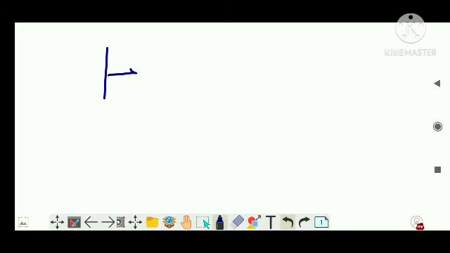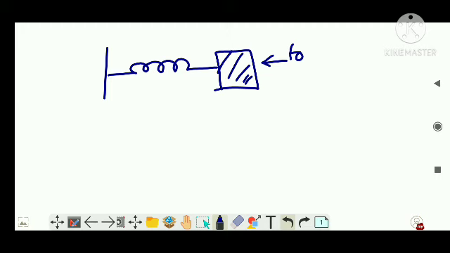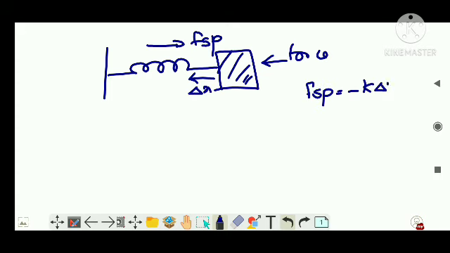So this is a spring connected to a block, and I'm exerting a force here. The spring will be exerting an F_sp in this direction. Let's say the contraction is by the displacement x. So again, you can write F_sp is equal to minus K delta x. This law is actually called Hooke's law. In your problems, you can even replace the spring with a string, and it is better to do that.